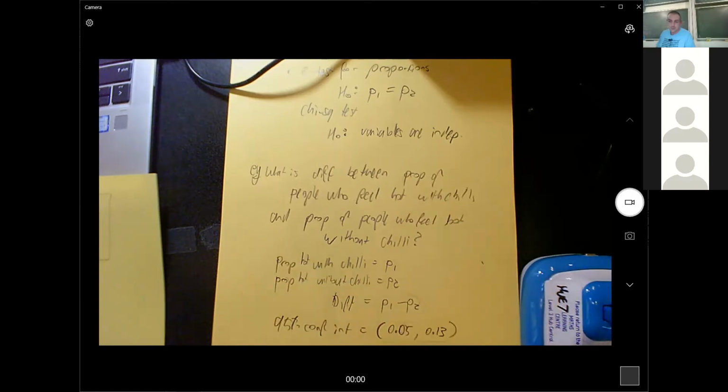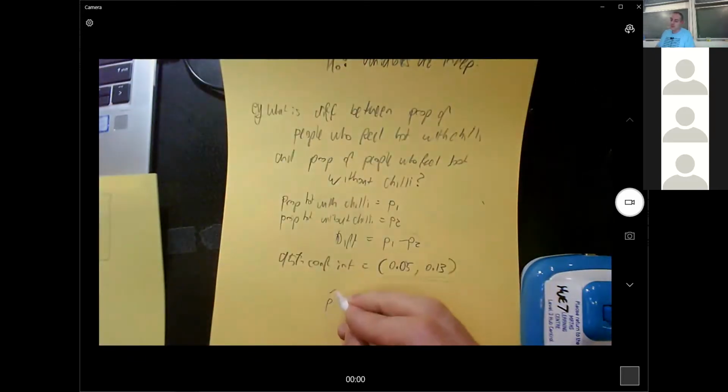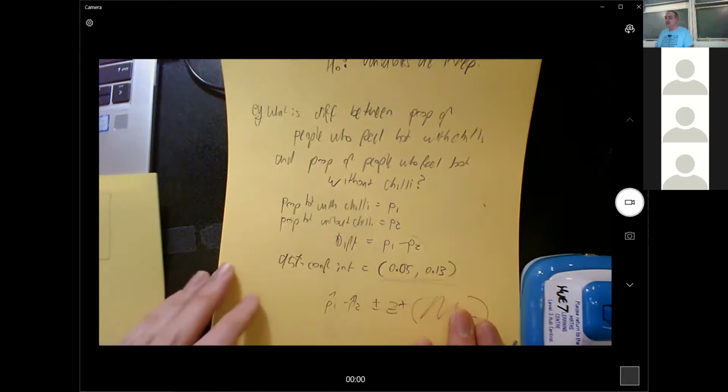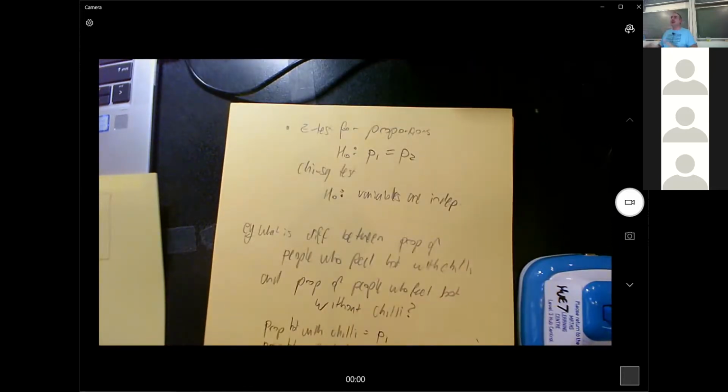How do you feel about that? Yeah, that sort of thing. Our studio would do it for you, but it'd be like P1 hat minus P2 hat plus or minus Z star times something in this spot. Yeah, well, no, that one you're thinking of is for the means. This one's for proportions, so it's different. So anyway, there are multiple Z tests, and this might not even be in your course, so I'm not sure. There are multiple tests that have a Z in them in the world.